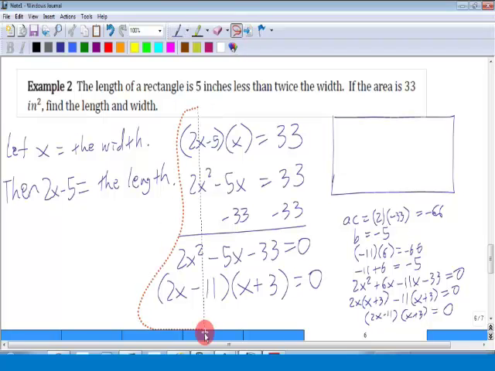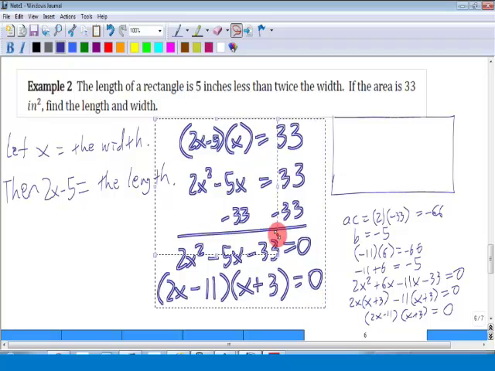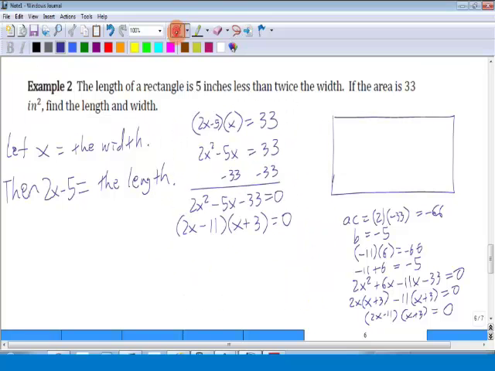I'm going to give myself a little bit more space here. We've got it in factored form. We've got the 0 on the right-hand side. So let's set each factor equal to 0. 2x minus 11 equals 0, or x plus 3 equals 0. Add 11 to both sides. 2x equals 11. Divide both sides by 2. I'm short on space. What's 11 divided by 2?